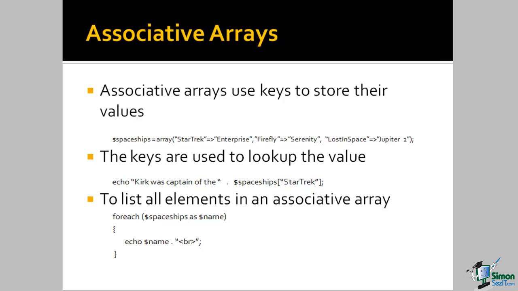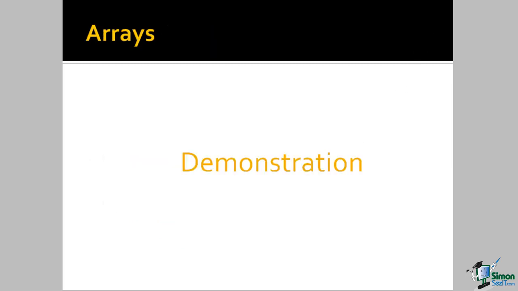And then to list all of the elements in an array, an associative array or an indexed array, we can use the foreach statement. Now we've seen this in the last demonstration. We listed all of the elements of the integer array using a foreach statement. So the foreach statement says, hey, take everything that's in this array individually and call it name. And then, in this example, just echo that name. So let's go look at some code.